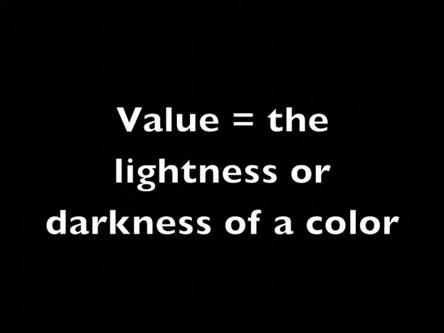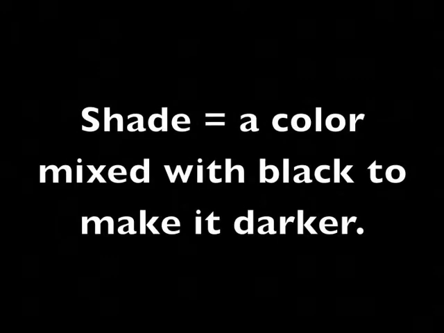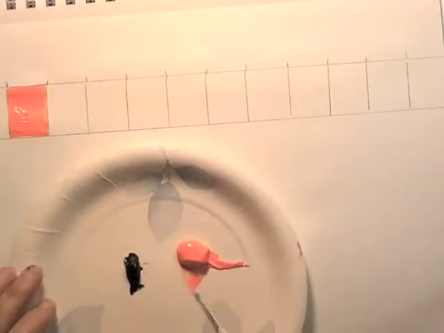The definition of value is the lightness or darkness of a color. A shade is a color that has black added to it to make it darker. This is an example of a shade scale. Today that's what we're going to be doing. To make a shade scale, you need the color and you need just a little bit of black.